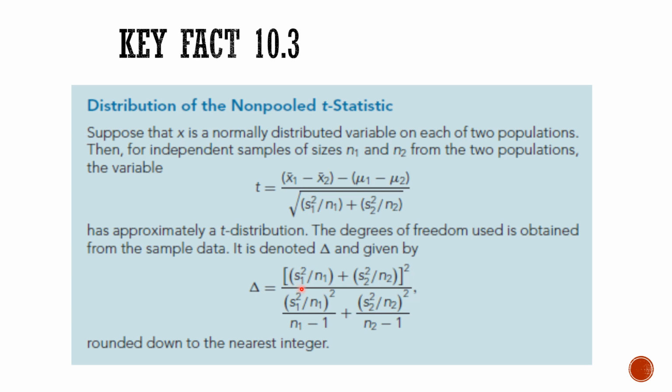values. All right, so in the numerator we have s squared, so s sub 1 squared divided by n1 plus s sub 2 squared divided by n2, and we square this entire expression, and in the denominator we have a complex fraction, so to speak. We have s sub 1 squared divided by n sub 1, squared, over n sub 1 minus 1, plus s sub 2 squared divided by n sub 2, squared, over n sub 2 minus 1.